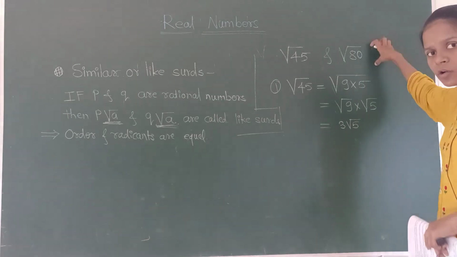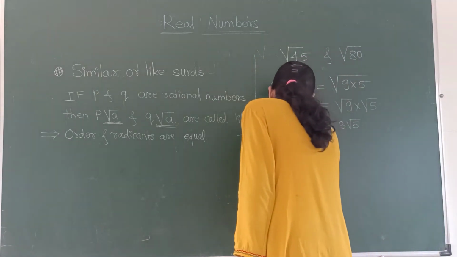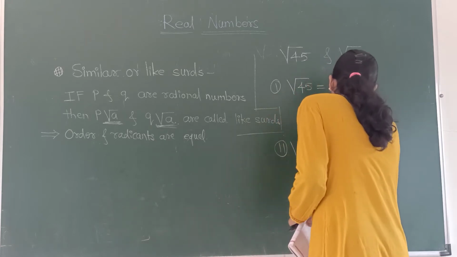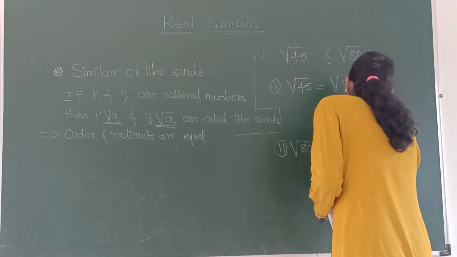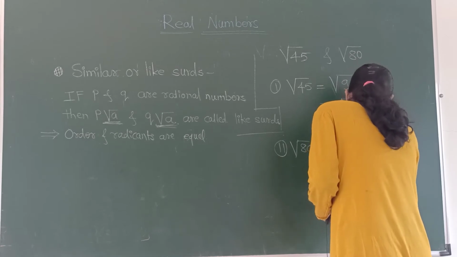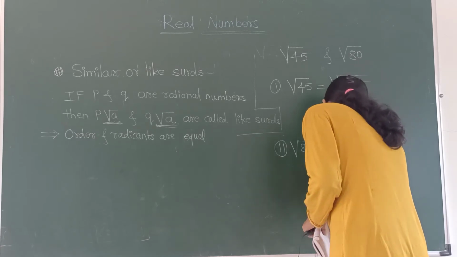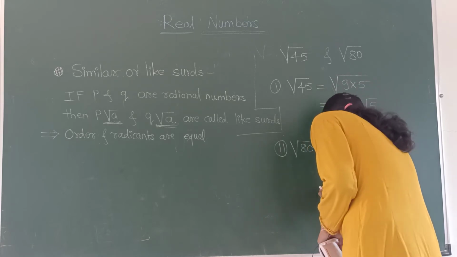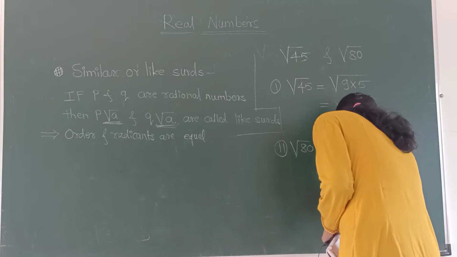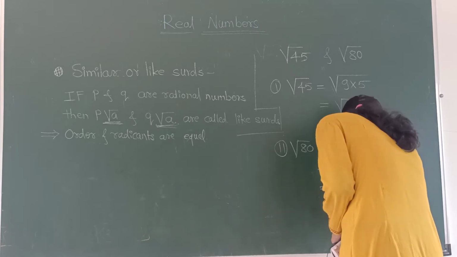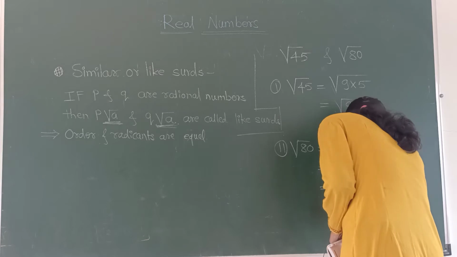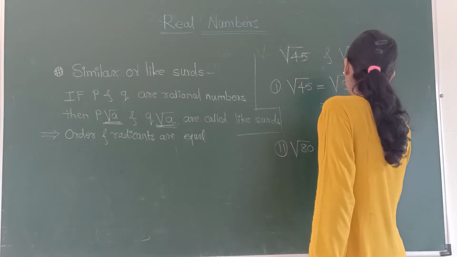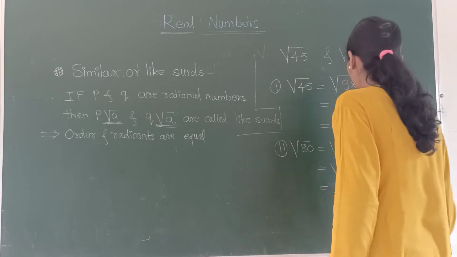We will simplify under root of 80 further. How can we simplify this? It is 16 into 5. So we can write it as under root of 16 into under root of 5. If we remove the under root sign, it will become 4, since 4 fours are 16, and under root of 5. So you can see 3 under root of 5 and 4 under root of 5.